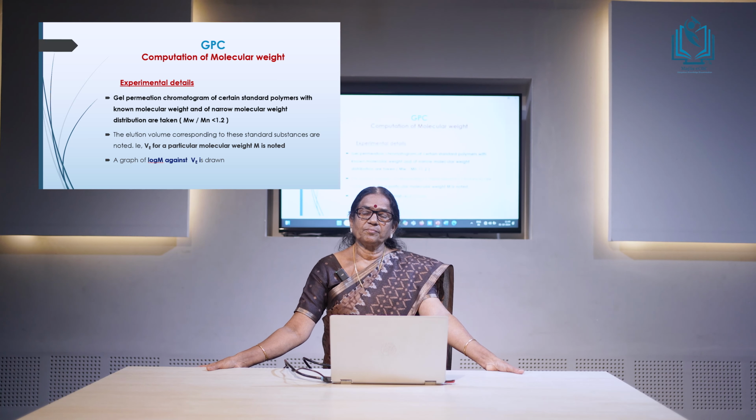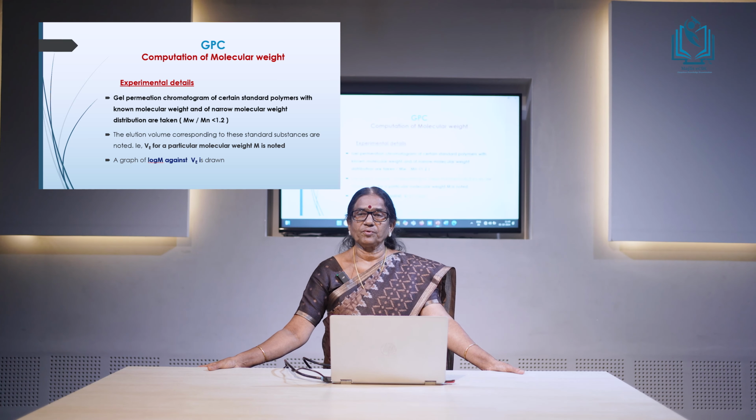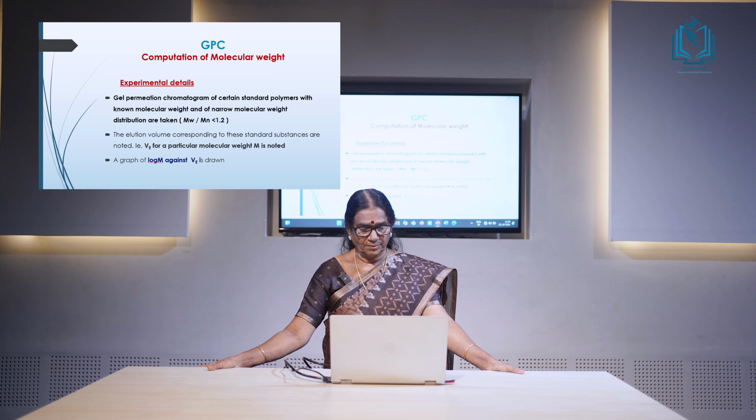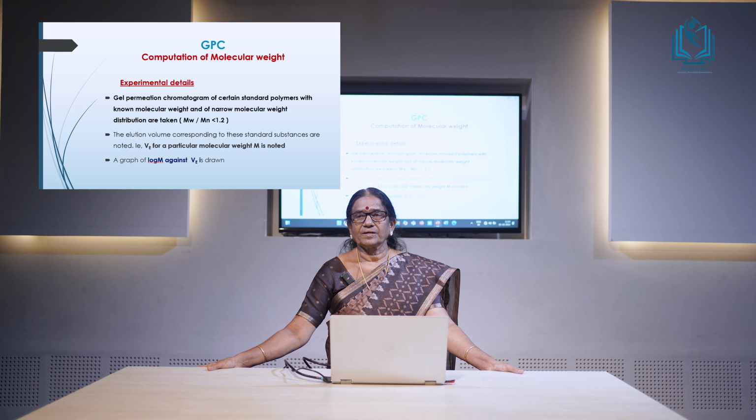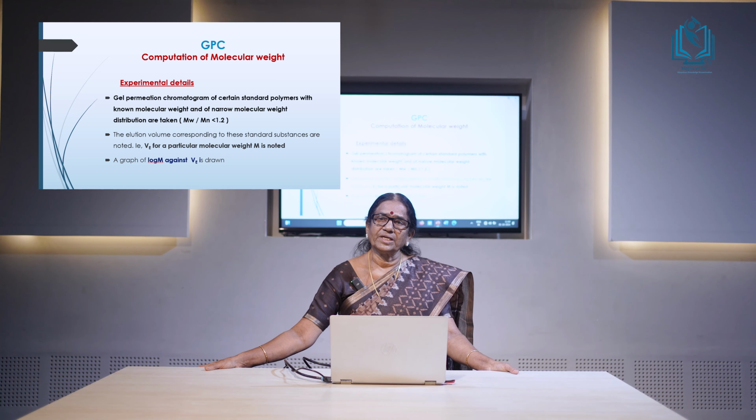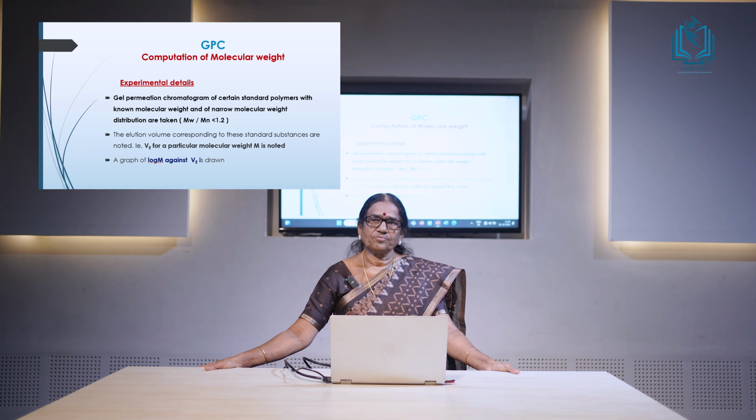Now, how do we determine the average molecular weight in the case of a polymer, and also for molecular weight determination? For this, first we have to take some standard samples with known molecular weight. We take the GPC, or gel permeation chromatogram, of the standard samples, and we determine the elution volume, that is the volume required for the elution of the samples, VE, for all these samples.